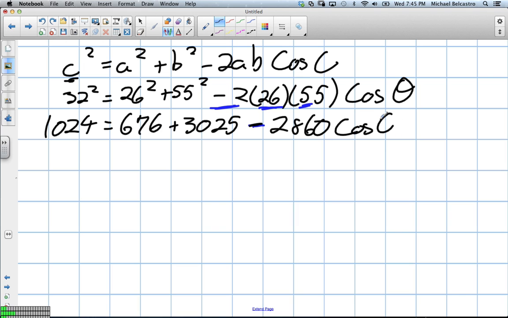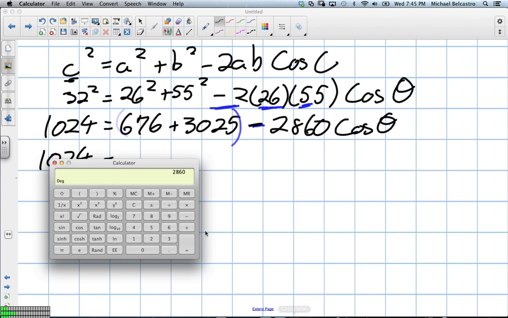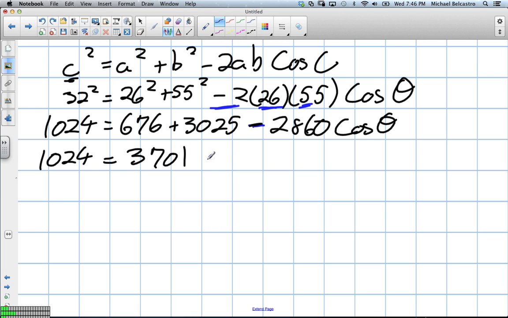Times cosine. Now this is where many people make errors. They simplify this side by putting all three of these terms together, but that can't be done. Because technically this is multiplied by, and according to BEDMAS, I have to multiply this first. So the only two terms I can actually put together are those two. Okay? I can't just all of a sudden put that other one there. So we get 1,024 is equal to, let me simplify here, 676 plus 3025, 3701. 3701 subtract 2860 cosine. I still can't do anything with that.